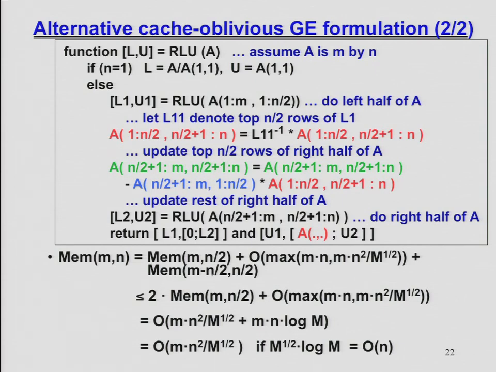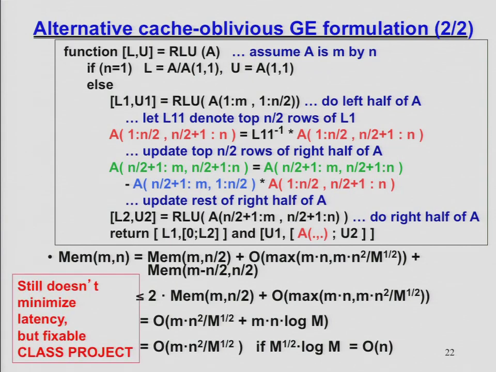So this does indeed hit the lower bound for the number of words moved. It has the same nice property that all of our cache oblivious algorithms have, that the algorithm nowhere had to know about the size of the cache. And in fact, if I had multiple levels of cache, it would have handled it all automatically. But it doesn't actually do everything we want.